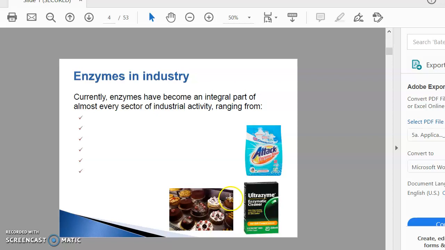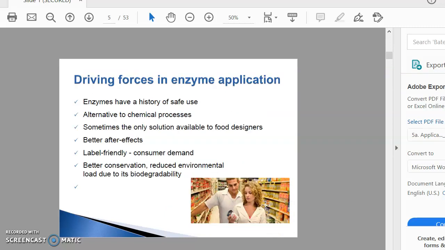Another application you can see here is the use of enzyme in contact lenses. Because in our eyes we use contact lens, and our eyes produce a lot of tears that contain lots of proteins, and those proteins can be degraded by the enzymes from the industrial process, so that we can keep the contact lenses for longer times.